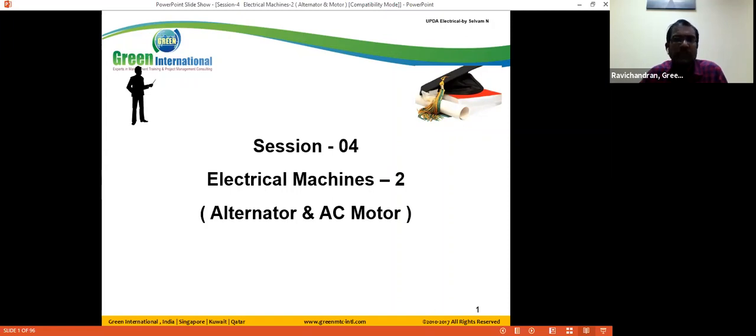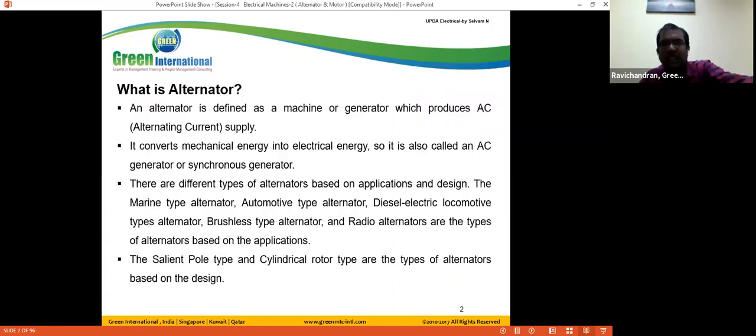So first we start from the alternator. An alternator is a machine which converts mechanical energy to electrical energy in the form of AC. That we call an alternator. So for the alternator, we have broad classifications based on the applications and based on the type of rotors. Here we are discussing based on the rotors. We have two types: one is the salient pole rotor and the other is the cylindrical type rotor.